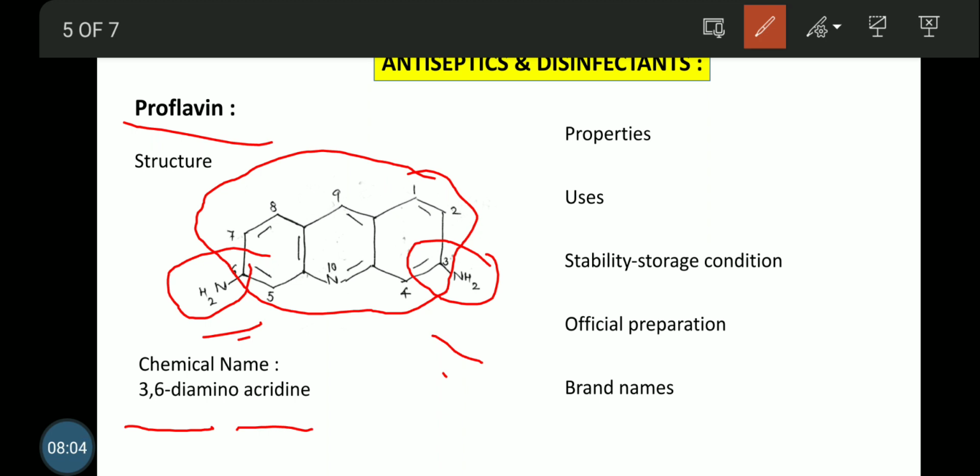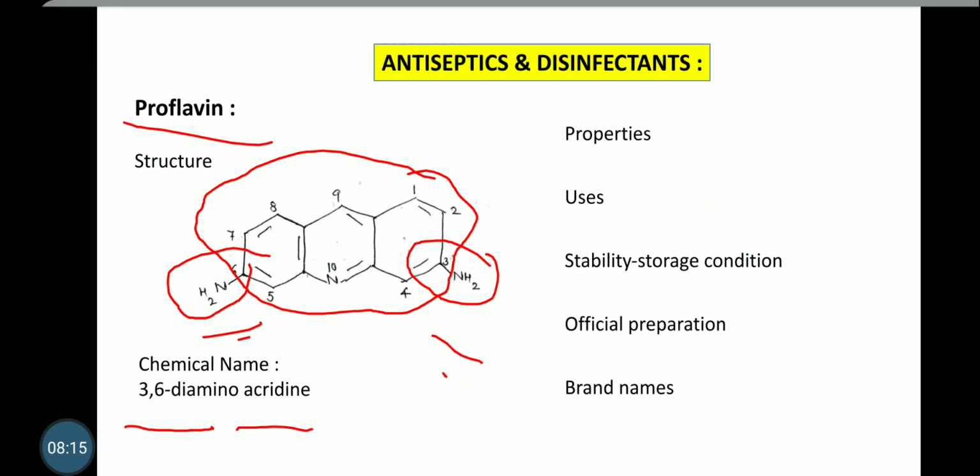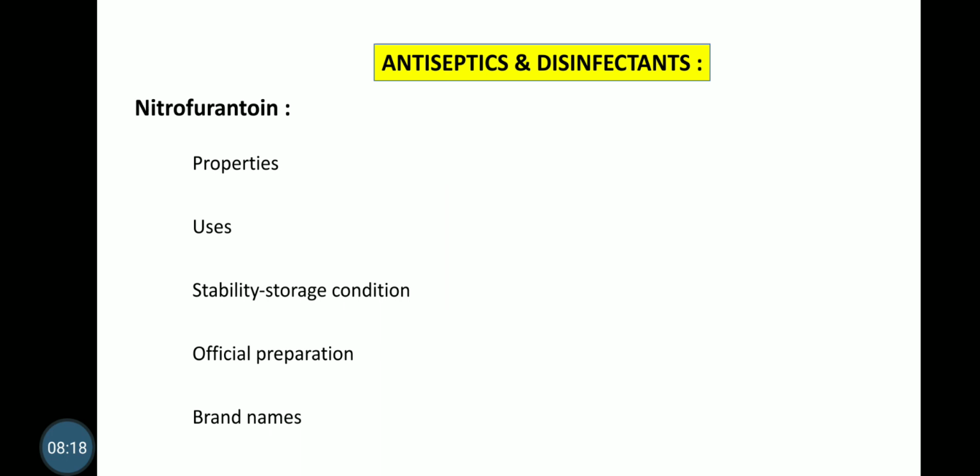Brand name: Flavin cream, the most famous trade name containing Proflavin. Now the last drug is nitrofurantoin. The name itself suggests it contains a furan heterocyclic ring, a 5-membered ring, fully unsaturated, and a single oxygen heteroatom is present at the first position. That is the structure of the furan heterocyclic ring. To this furan ring, a nitro group is attached, therefore we call the drug nitrofurantoin.